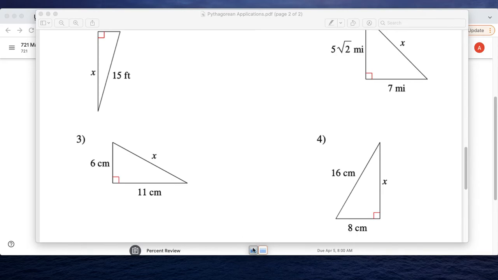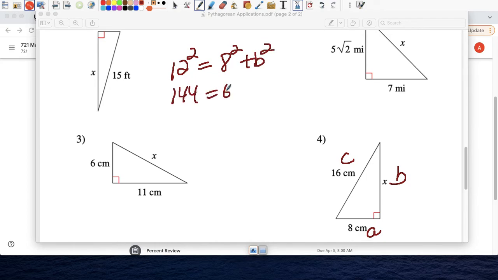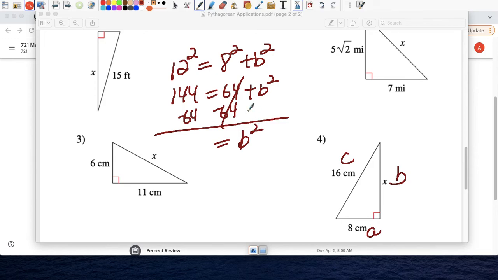Okay, so we want a leg this time around, so let's call that B, and let's call it A, and let's call it C. So it would be 16 squared equals 8 squared plus B squared. That's 144, this is 64, and B squared. Minus 64 on both sides. B squared equals 144 minus 64, which is 80. Take the square root of both sides.